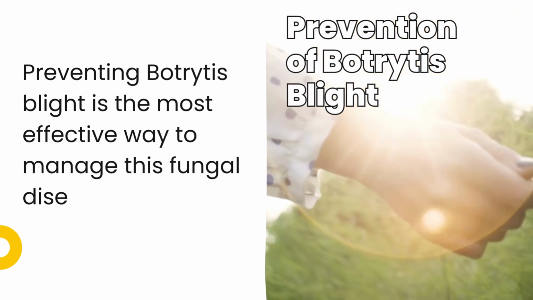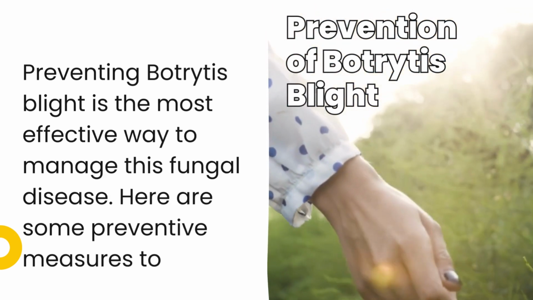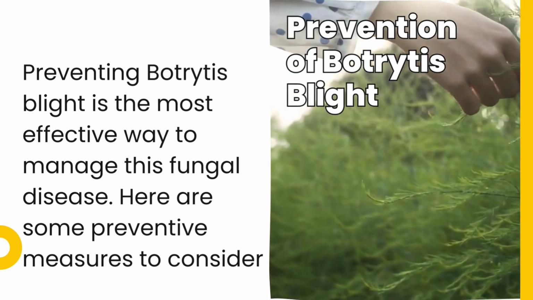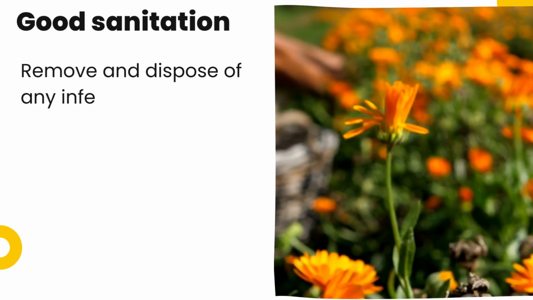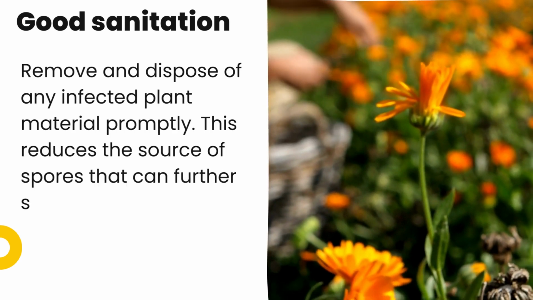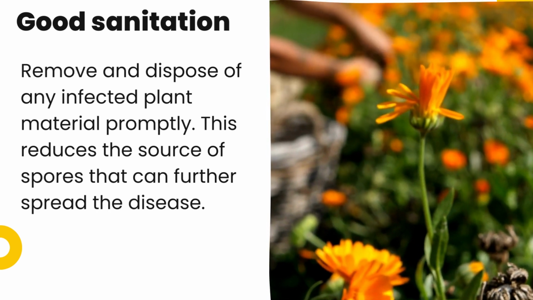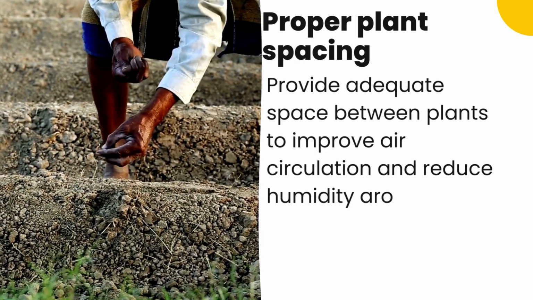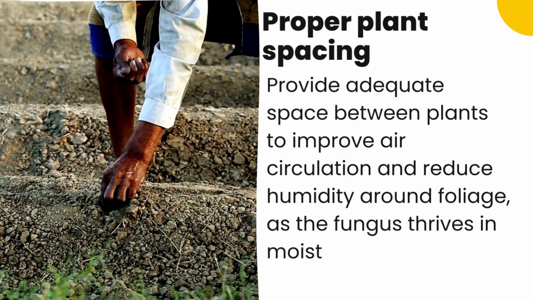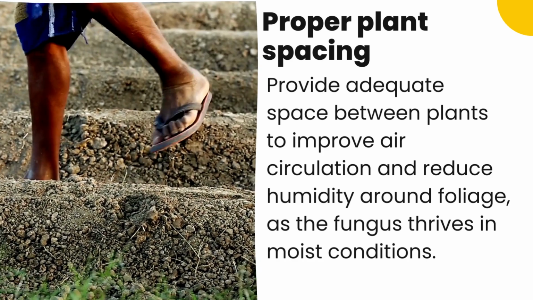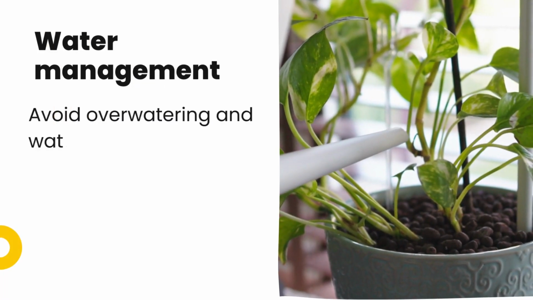Preventing Botrytis blight is the most effective way to manage this fungal disease. Here are some preventive measures to consider: good sanitation. Remove and dispose of any infected plant material promptly. This reduces the source of spores that can further spread the disease. Proper plant spacing. Provide adequate space between plants to improve air circulation and reduce humidity around foliage, as the fungus thrives in moist conditions. Water management.